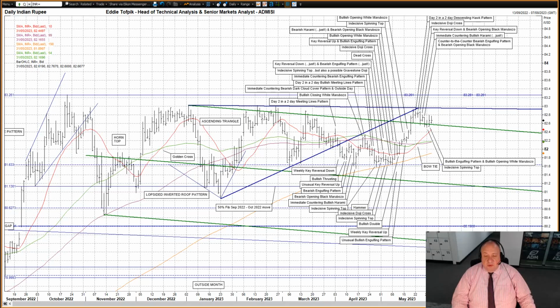Additionally, between 20 to 25 sessions after the crossover, we may see a move in the direction of the bow tie as well. Thus, between the 20th and 27th of June, look out for such a move. At the moment, the top side is capped by the extension of the upper trend line of the ascending triangle, currently at 82.96, with the October 22 high at 83.26 as resistance beyond that.